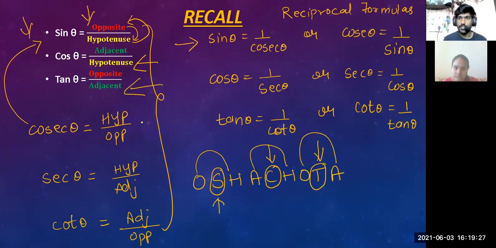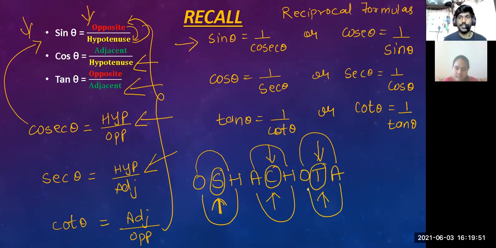Look at this. Now, since you know sine and cosec are reciprocals of each other, cosec theta would be hypotenuse upon opposite. Sec theta will be hypotenuse upon adjacent. And lastly, cot theta would be adjacent upon opposite. And that is the last one.